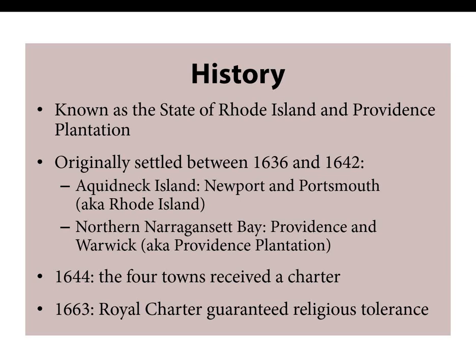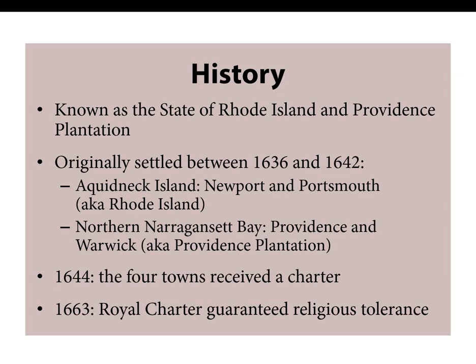Aquidneck Island comprised Newport and Portsmouth, which was known as the Rhode Island part of the new area. And then along the northern Narragansett Bay, you had Providence and Warwick, which were the Providence Plantation sections. In 1644, the 4 towns received their charter, and that charter coincided with boundaries with the Massachusetts or the Plymouth Bay, the Plymouth colony, so that all of the borders lined up.